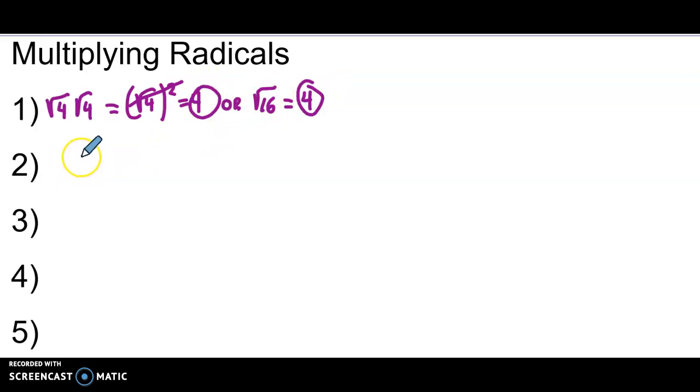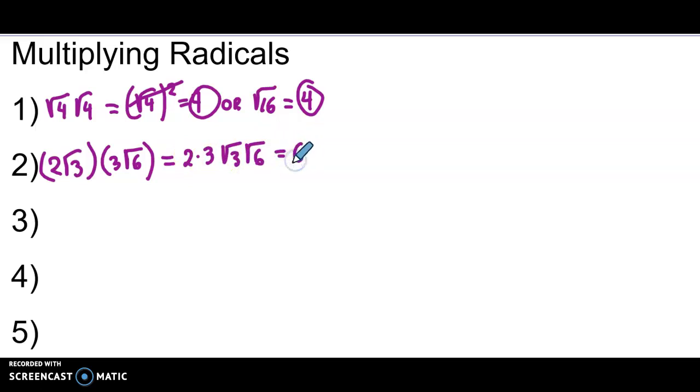Another one, let's do 2 square root of 3 in parentheses times 3 square root of 6. Now here, two of the numbers are just plain factors, so you can put them together, and the other ones are radicals. All right. Well, I can do 2 times 3, which is 6. Now, for the radicals, I have some options. One way to do it is I can put them together and then move on from there.